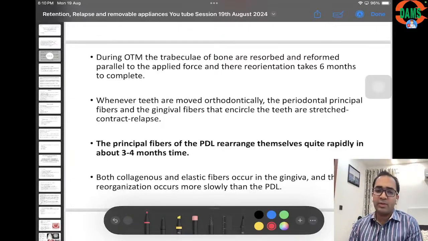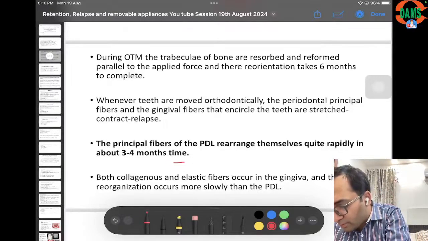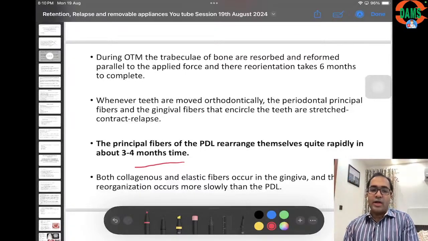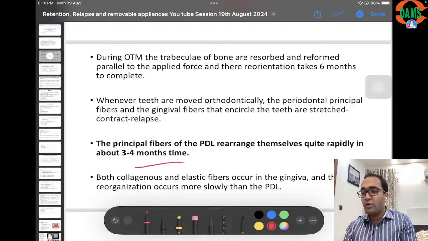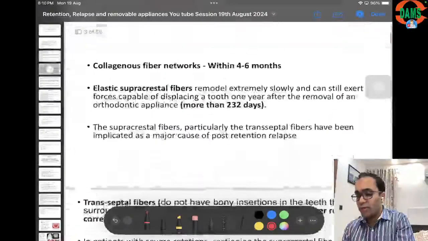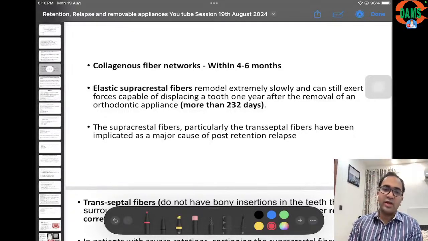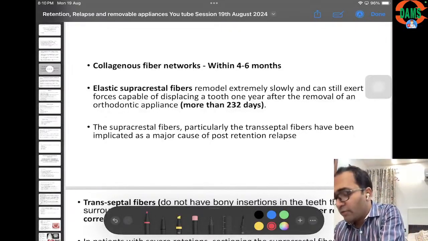The principal fibers of the periodontal ligament rearrange themselves quite rapidly, in approximately 3 to 4 months. That is, the principal fibers which attach the teeth to the bone realign or adapt quickly, whereas the collagen and the elastic fibers reorganize slowly and take time, and contribute to the relapse of orthodontic treatment. So how much time do they take? Beginning with the collagenous fibers, they take approximately 4 to 6 months.